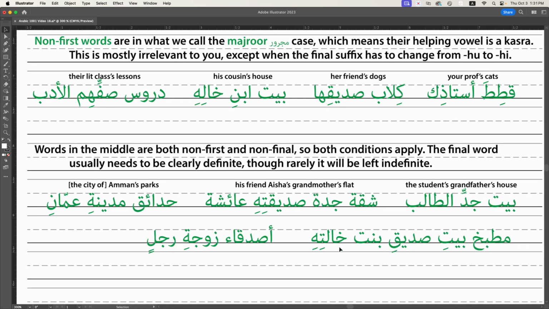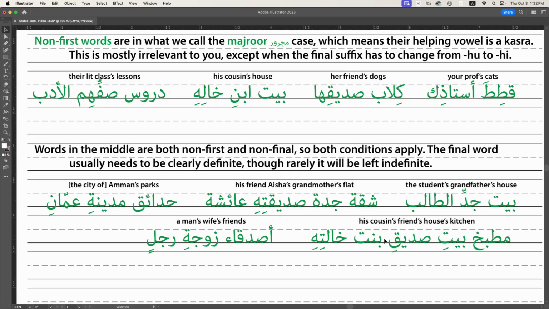Couple more examples. Here's a long idafa. Matbakh, the cooking place, a kitchen. Beiti, house. Sadiqi, friend. Binti, ought to have a kasra here as well. Khalatihi. So it often works better to go backwards in English. His uncle's daughters, friends, houses, kitchen, or the kitchen of the house of his cousin's friend, is what we're saying here.